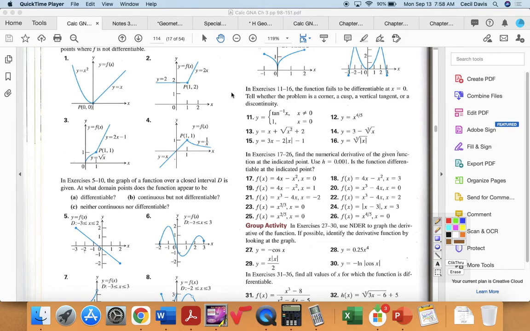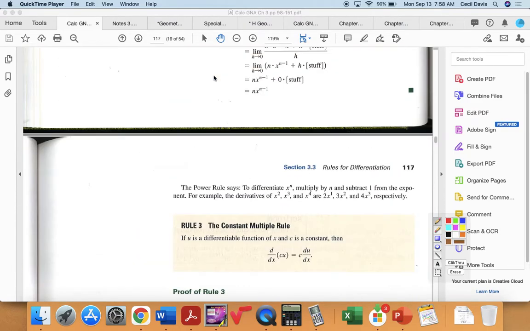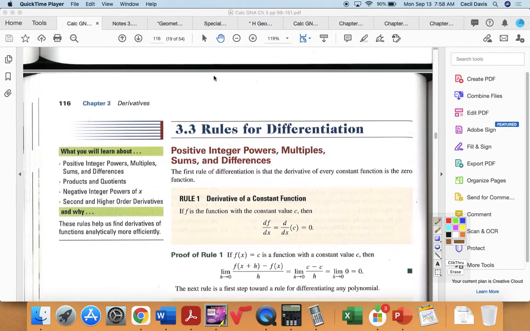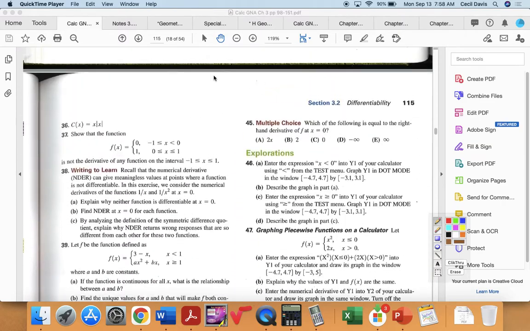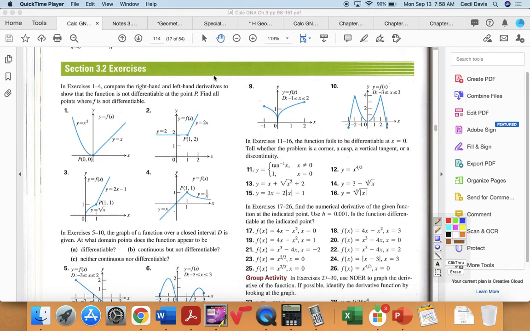Wait a minute, am I in the right section? Hang on a second. That's section 3.2. I was like, why does this not look right? Okay, I was looking in the wrong place in my answer book, and I'm like, that's not right.